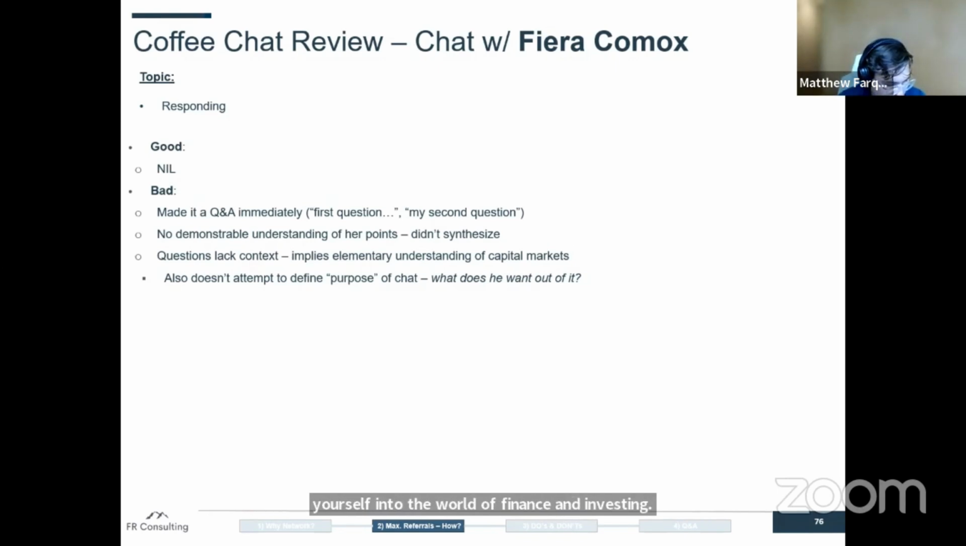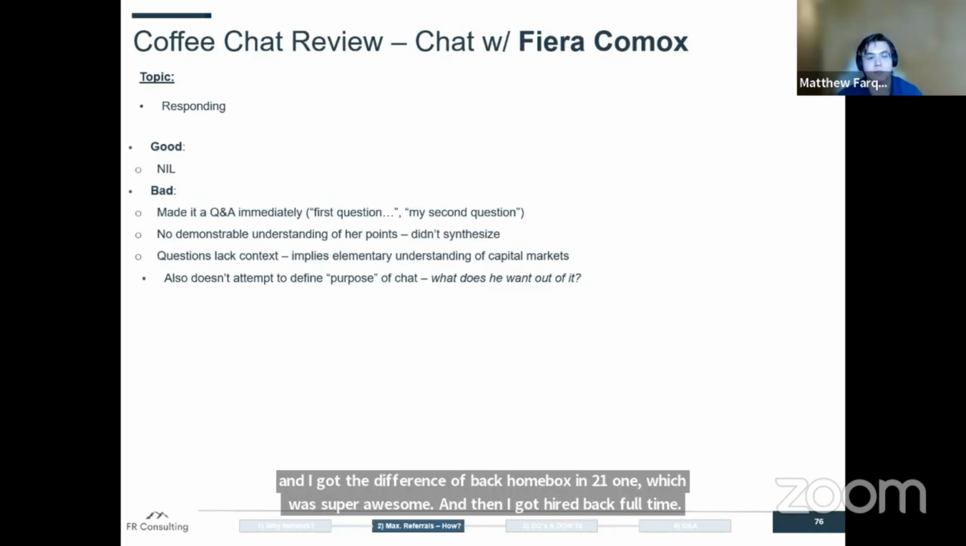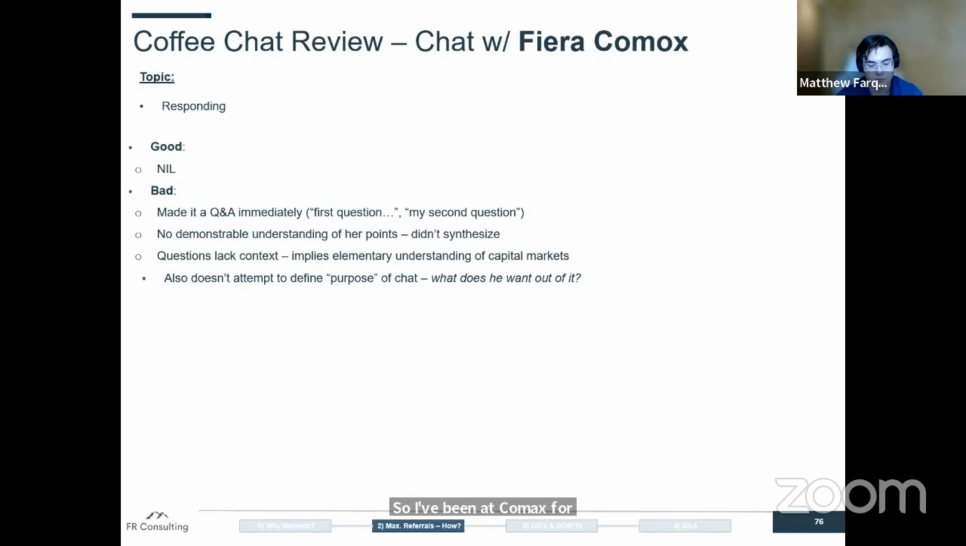And I got the internship at Comox in 2021, which was super awesome. And then I got hired back full time. So I've been at Comox for almost years now, full time, and it's been really cool. There are obviously 3 different asset classes, but now I'm full time on the private equity.